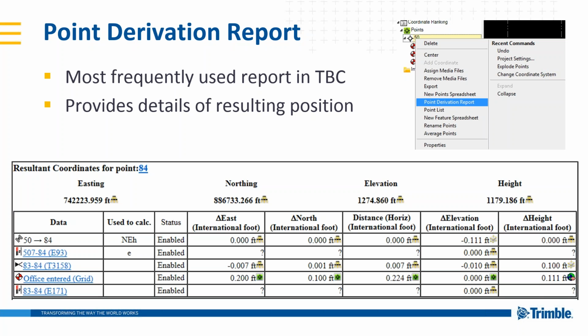Yeah, so one of the rules which we will be talking about very soon here is quality. Do you see that green-looking icon that's by the office-entered coordinates positions? This indicates that those positions are known with mapping quality. Yet the top line, the 50 to 84 RTK vector, is known with survey quality. That's what that little yellow-black icon says. And survey quality is better than mapping quality. So the quality is a strong rule in TBC, and that's why the office-entered grid coordinate did not have influence over the point, because it has lower quality.